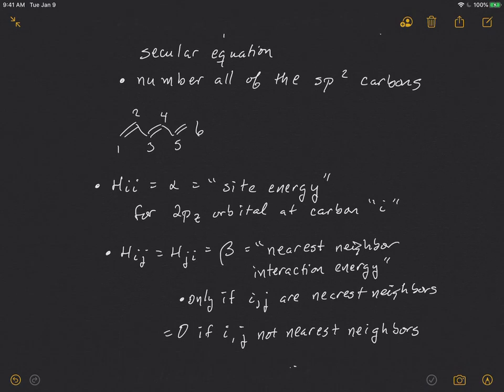That's going to have some contribution to the total energy of the system, just the basic energy of the 2pz orbital. That said, that's not quite as important as this beta parameter. For nearest neighbors, Hij is equal to Hji is equal to beta, and that's our nearest neighbor interaction energy. So this is equal to beta only if the i and j carbons, following that labeling scheme, are nearest neighbors. And Hij is 0 for any two carbons where i and j are not nearest neighbors.